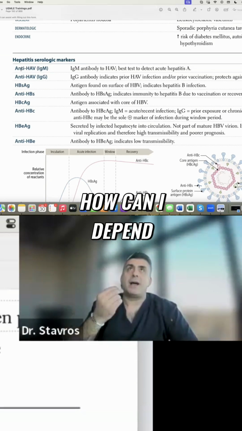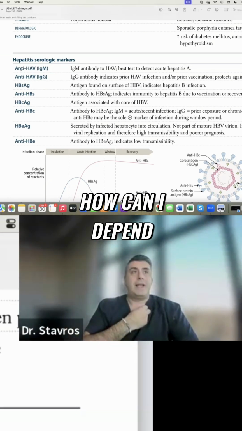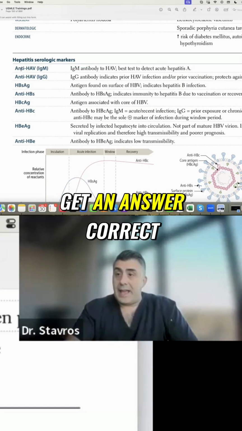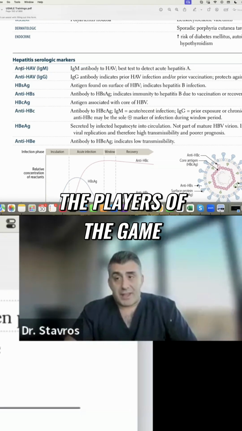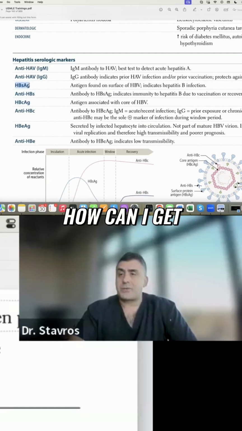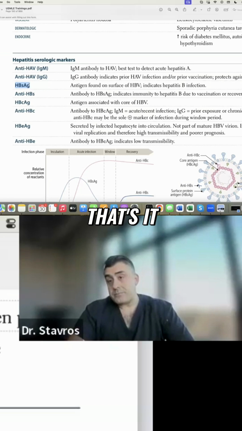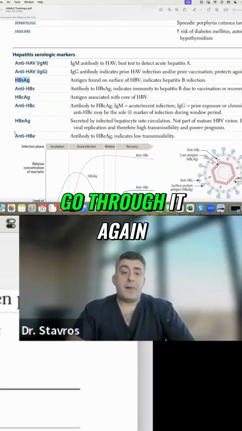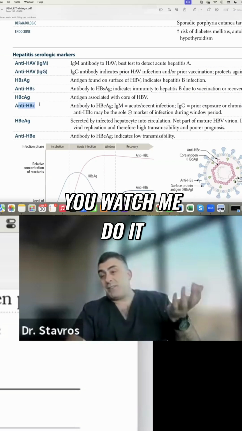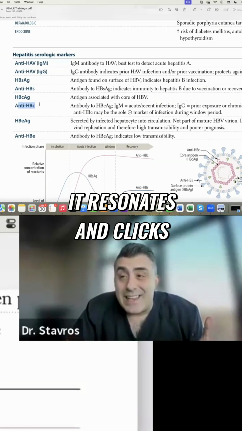How can I depend and expect me to get an answer correct if I don't know the players of the game? I don't know what these mean. If I don't know what these mean, how can I get the question right? You can't. That's it. So go through it again, read it, understand it, and hopefully when you watch my videos and you watch me do it, it resonates and clicks.